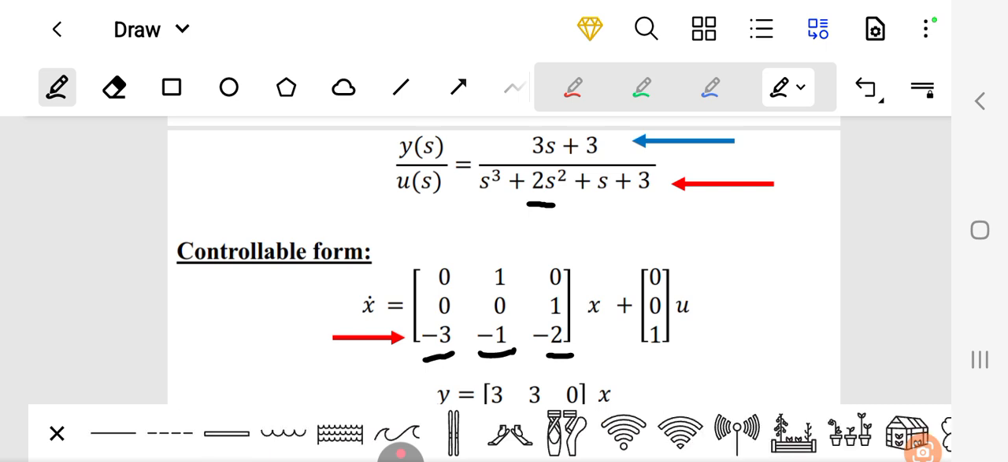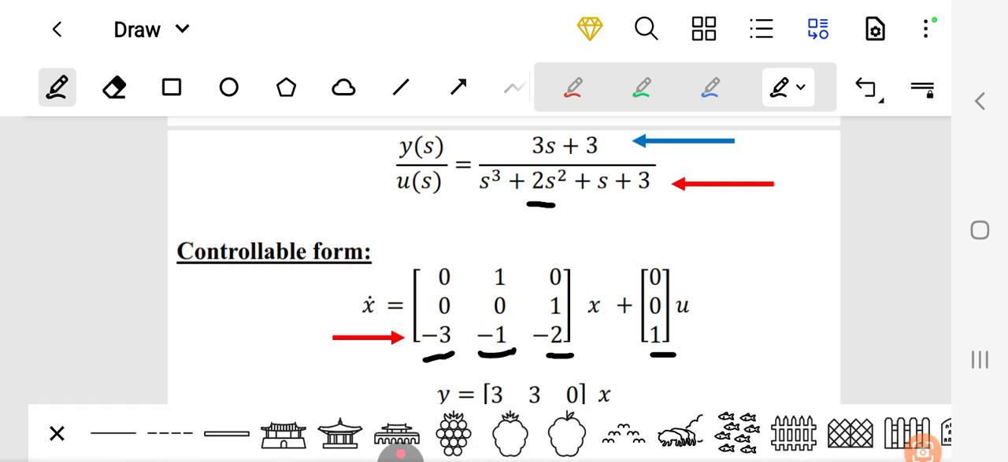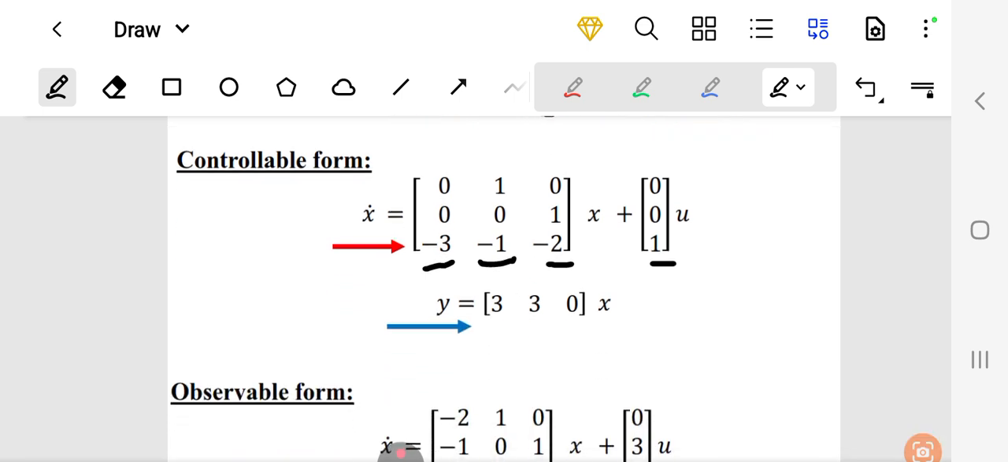For the coefficient of U, all zeros, and the last one is 1. For the coefficients of the C matrix, we will take the numerator from right to left with the same sign: 3, 3, and the coefficient of s squared is equal to 0, so 3, 3, 0.